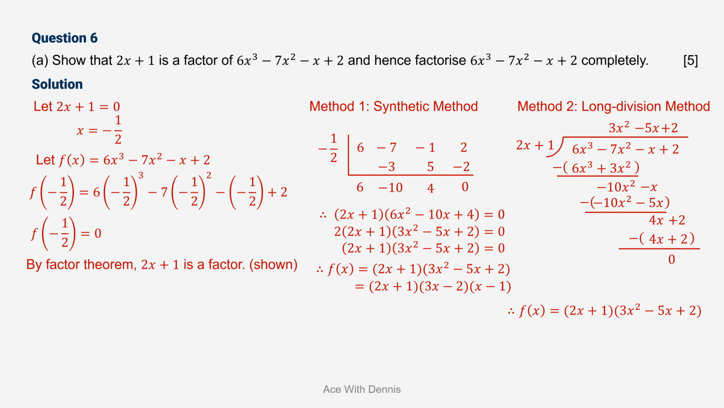Alright, so the 2x plus 1 is the divisor, 3x squared minus 5x plus 2 is the quotient. Then we factorize 3x squared minus 5x plus 2. We'll get 2x plus 1 times 3x minus 2 times x minus 1. So this is method number 2 to solve this question.